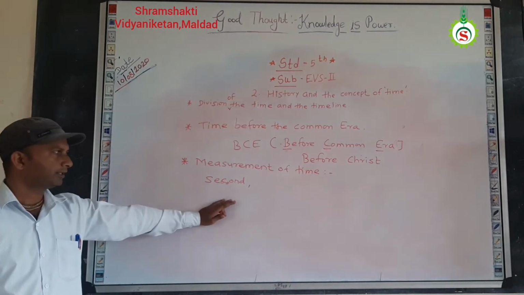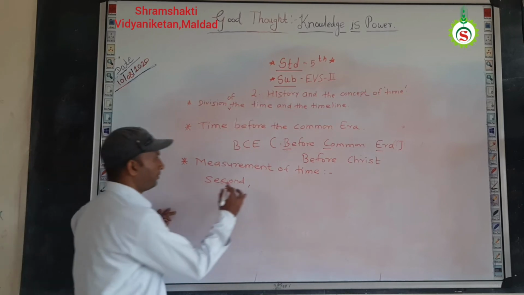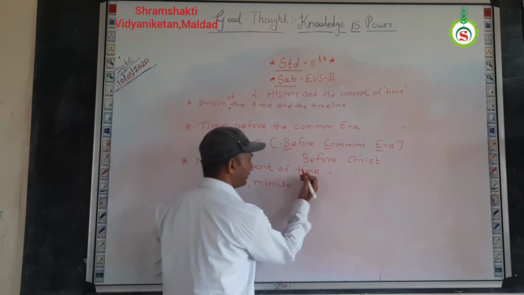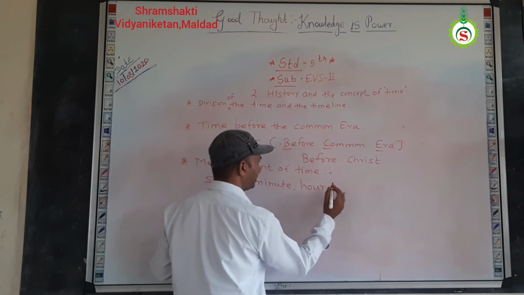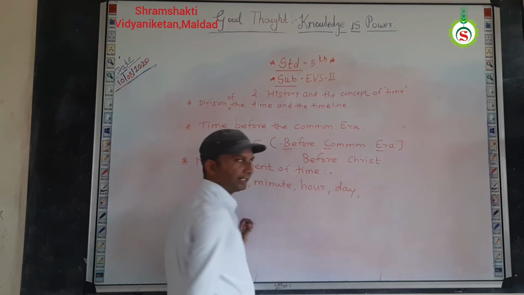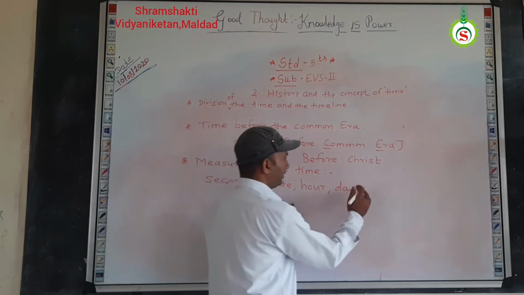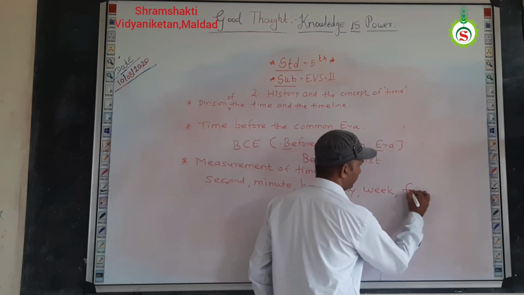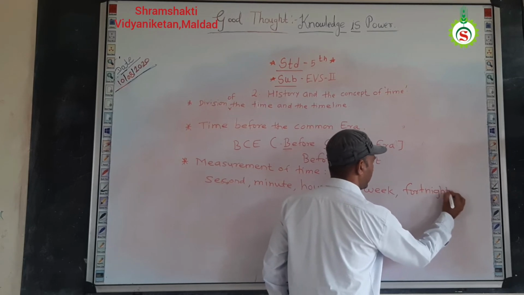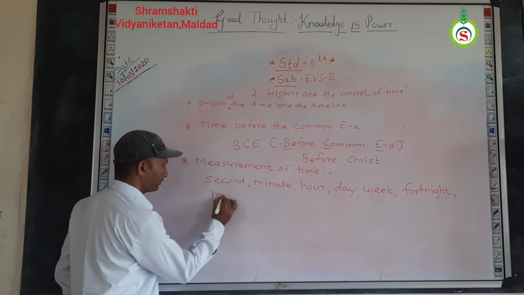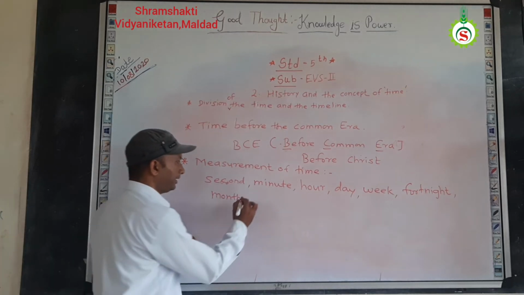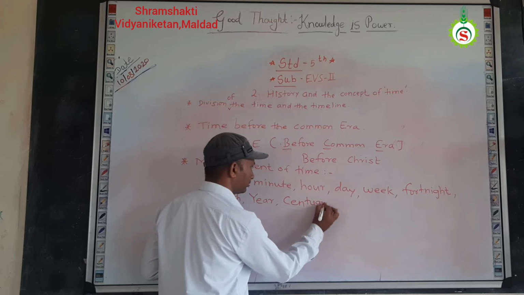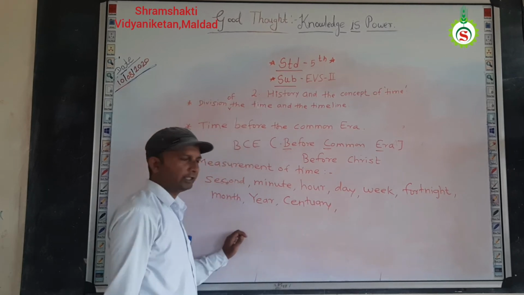After that, which unit comes? Which is the bigger unit than second? Obviously, minute. Minute is the second unit of measurement. After minute, hours. After that, day. Then week. After that, fortnight. After fortnight, month. After month, year. After year, century. After century, millennium.